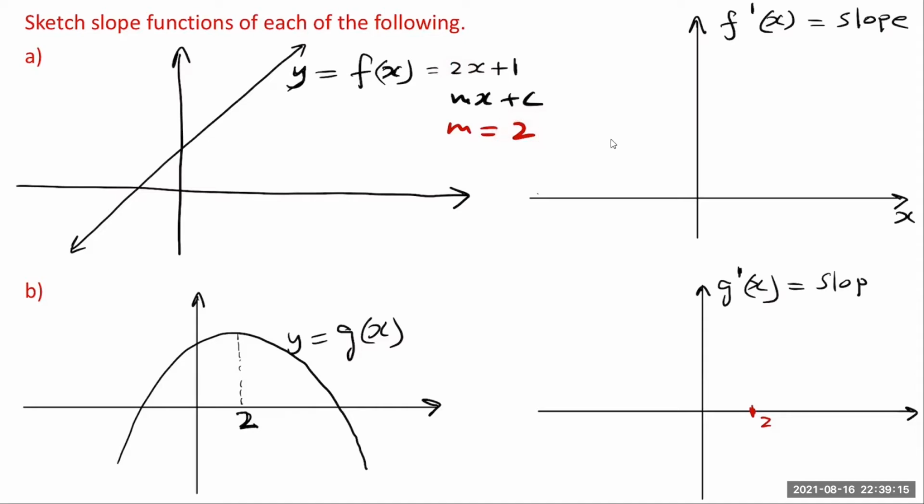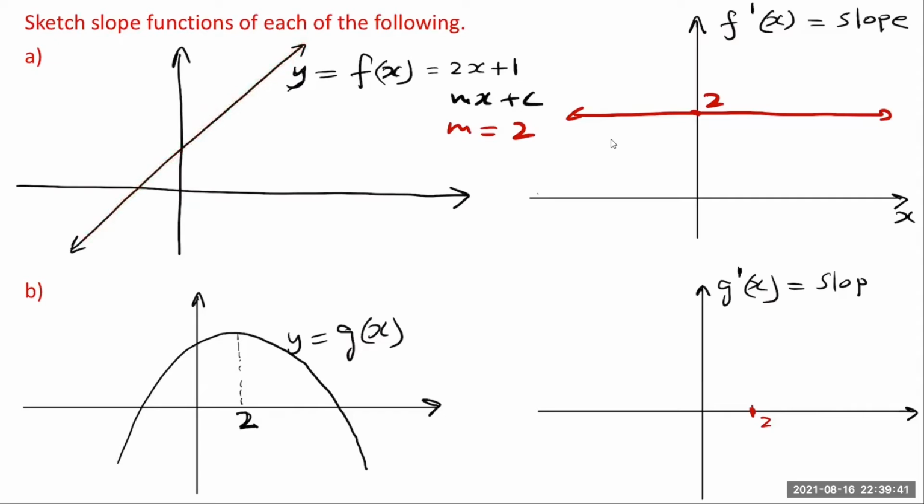So the slope is 2, which is a constant. So the slope function would look like this, with this value being 2. Slope is constant. That means we should get a horizontal line like this. The value of the slope is a constant. So this is the slope function. You have the slope on the y-axis. All right, that's the slope function for this straight line.